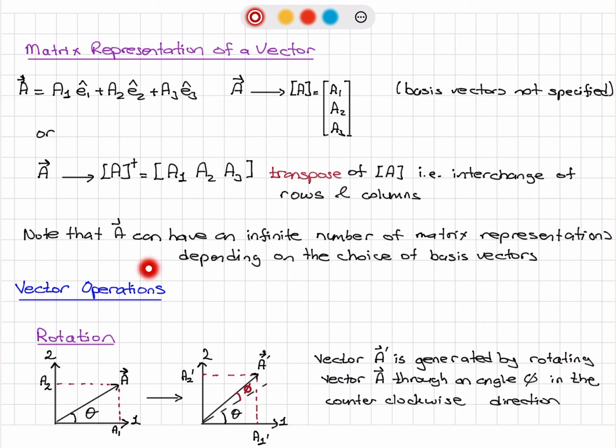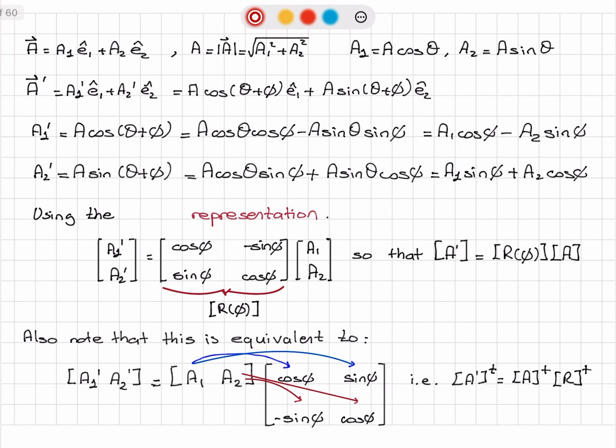Now we started discussing vector operations. We started out with rotation. If I take a vector A, which makes an angle theta with respect to the first axis, and rotate it by an angle phi in the counterclockwise direction so that it makes an angle theta plus phi with respect to the first axis, its magnitude doesn't change, but its components, its projections onto these two axes change, such that A prime vector will be equal to A cosine theta plus phi times e1 hat instead of A cosine theta e1 hat, plus A sine theta plus phi e2 hat instead of A sine theta e2 hat.